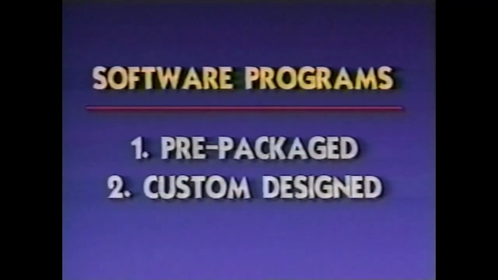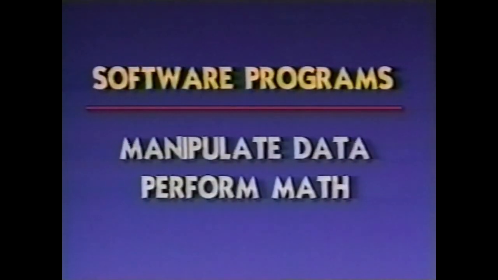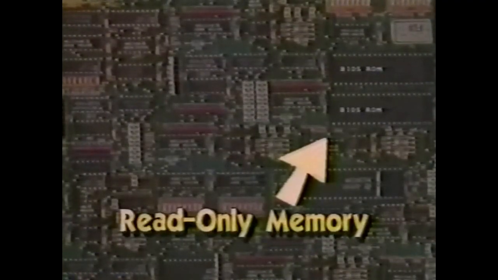Programs are either purchased or specifically written because they do a specific task that you need done. Software programs manipulate data or perform mathematical calculations. Some programs are pre-programmed instructions that reside in the read-only memory, or ROM. These ROM resident instructions are more permanent in the computer's memory than the software or programs that you purchase. These instruction sets are often referred to as firmware.